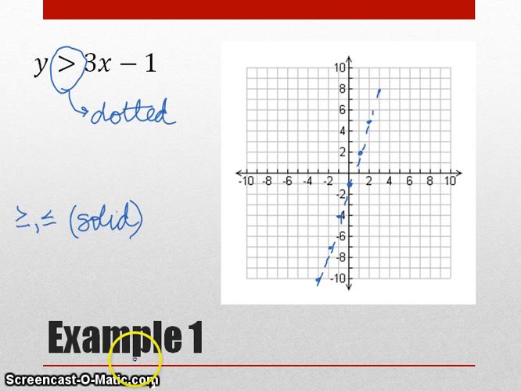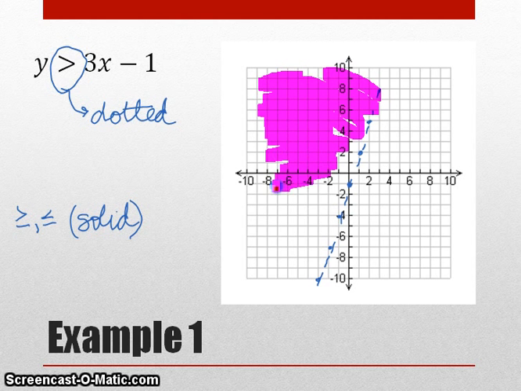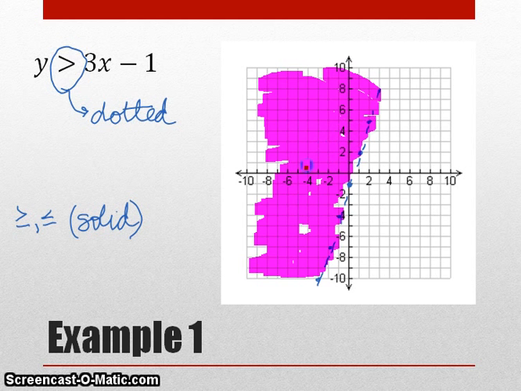The last step is to shade either above or below the line. Since my inequality is greater than, then I'm going to shade above this line. Being careful to not go across the line. So this means I have shaded all of the y values that are greater than the line y equals 3x minus 1.